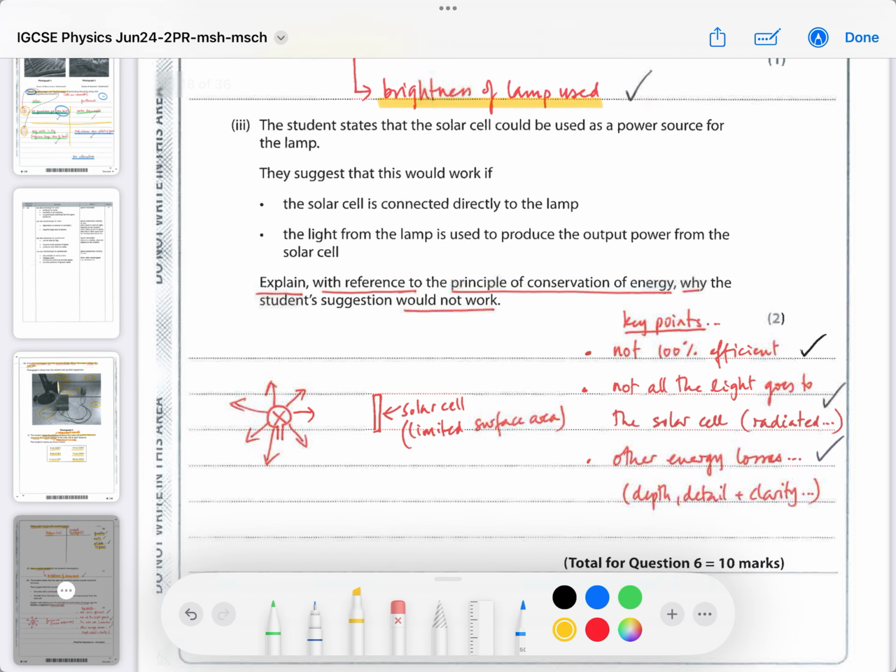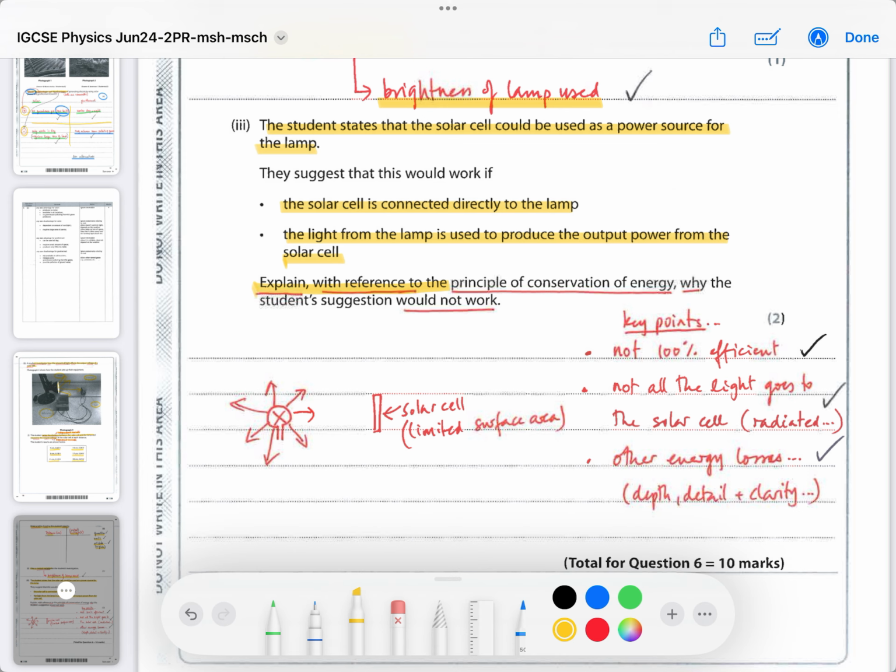The student states, so now they're going to the conclusion, that the solar cell could be used as a power source for the lamp. They suggest that this would work if the solar cell is connected directly to the lamp. In other words, the voltage created by the solar cell is then feeding the lamp to make the lamp work. The light from the lamp is used to produce the output power from the solar cell. In other words, you're creating an energy cycle, if you like.